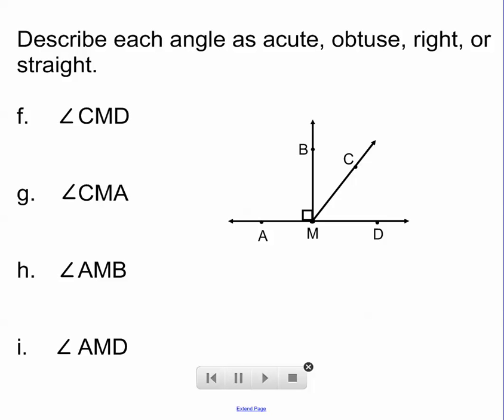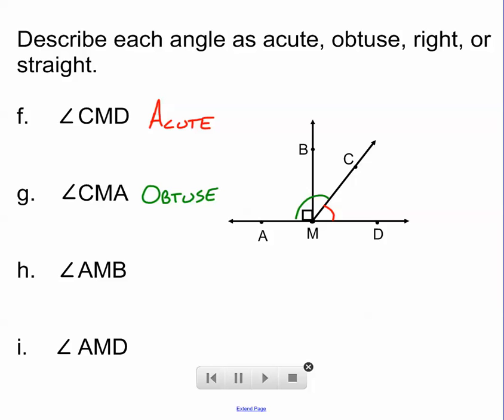And I just talked about a right angle. Now we're going to describe each angle as acute, obtuse, right, or straight. So let's look at CMD. Angle CMD, I've indicated it with that red marking. CMD, M is the middle because it's our vertex. It's less than 90 degrees, so we call it acute. Maybe you want to scribble that definition down. Less than 90 degrees is acute. CMA, I'll indicate that here in green. And we call that an obtuse angle because it is greater than 90 degrees. So obtuse angles are angles that are greater than 90 degrees.